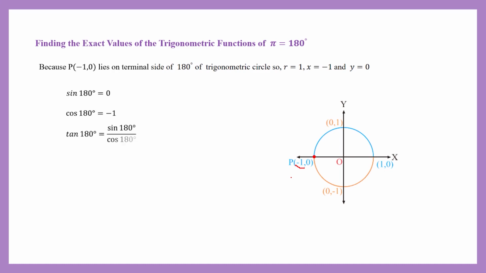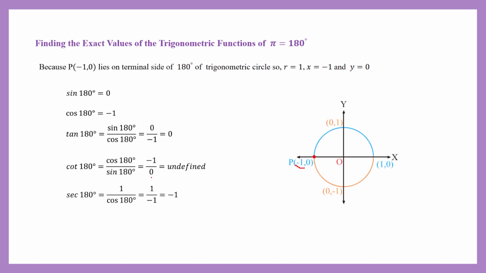For finding tangent of 180 degrees, we should divide the sine of 180 degrees by the cosine of 180 degrees. By replacing the values, we will get 0. Cotangent of 180 degrees equals cosine of 180 degrees divided by sine of 180 degrees. By replacing the values, we will get negative 1 divided by 0, which is undefined.